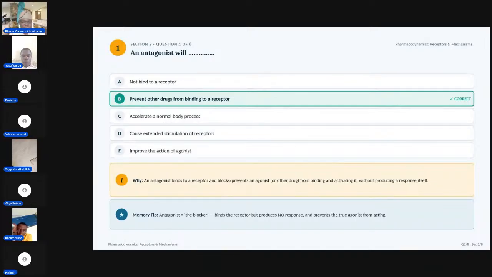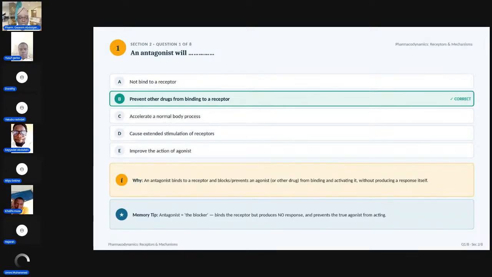So the only example here is not bind to a receptor. No, that's not the idea. It's not just standing alone. It prevents other drugs from binding to a receptor. And that's the answer. So it goes to that receptor, it goes there to stay there, so that when the owner of the house comes, it has taken over.